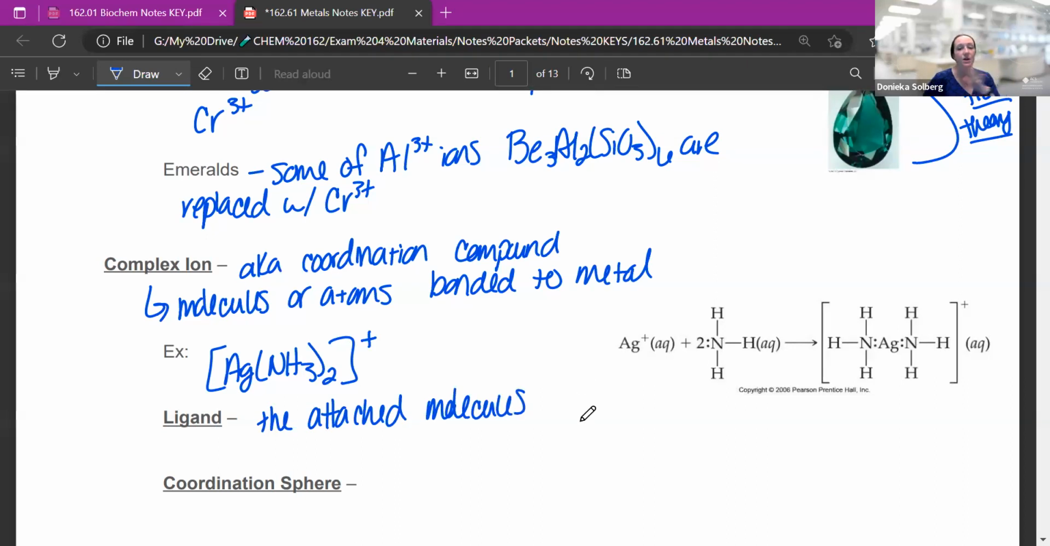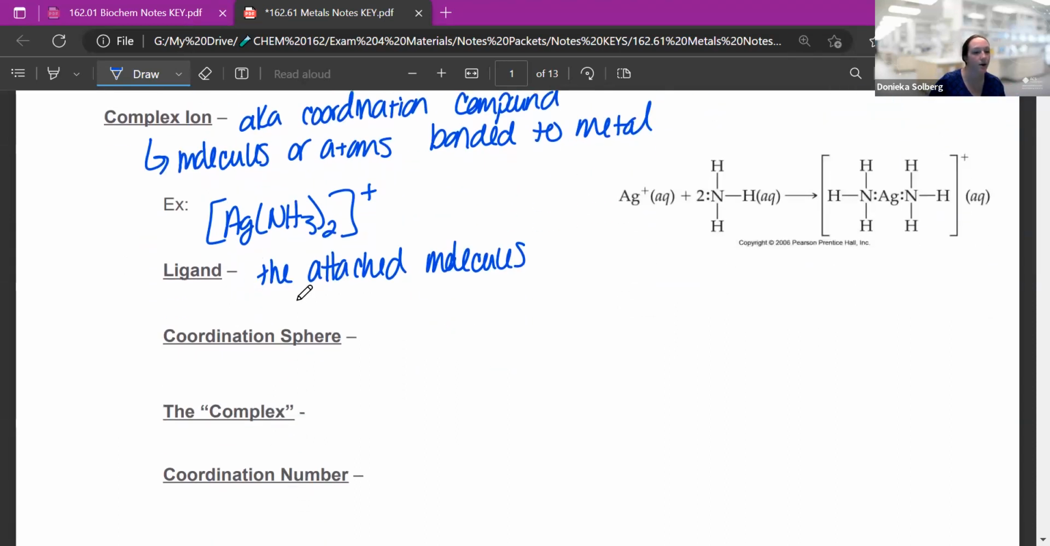There are a couple of different terms that we need to know: complex ion or coordination compound, ligand, coordination sphere, and coordination number. These are all going to be important vocabulary terms. A coordination sphere is the metal and all of the ligands bonded to it. We refer to that as the coordination sphere. So that's the metal and the total number of ligands bonded.